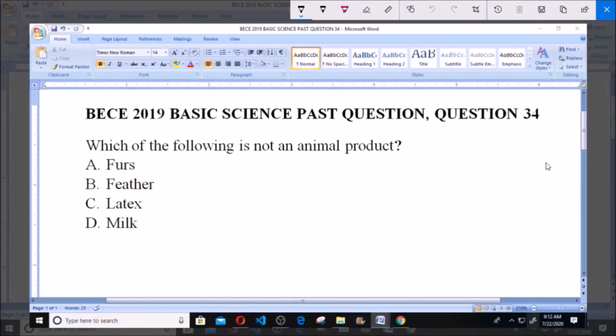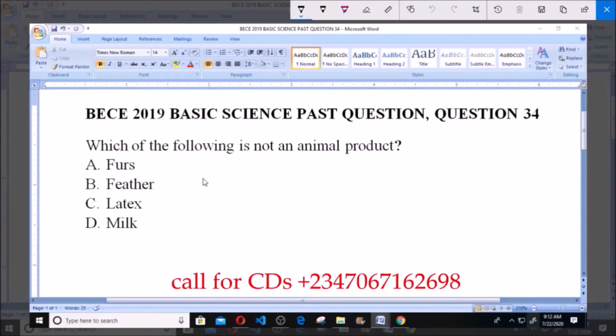BECE 2019 Basic Science Past Question, question 34. Which of the following is not an animal product? A. Fur, B. Feather, C. Latex, and D. Milk. So this question is trying to tell us which of these cannot be gotten from animal. That is, which of these is not an animal derivative.